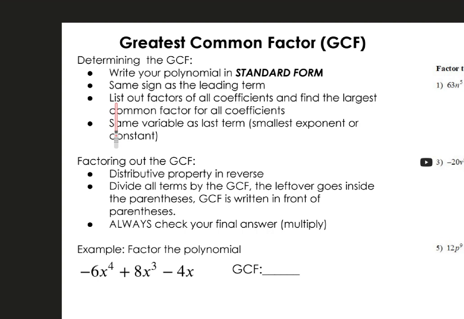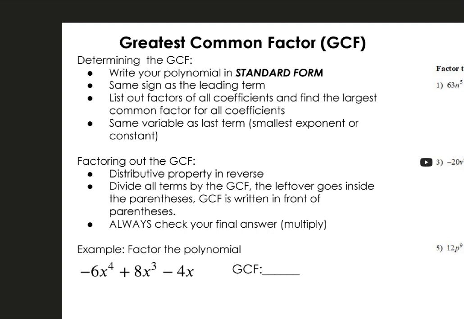Then there's basically a number and a variable component to your GCF usually. To figure out the number component, you're going to list out the factors of all the coefficients and find the largest common factor for all the coefficients, hence the name greatest common factor. Your GCF is going to have the same variable as the last term, with the smallest exponent if it's written in standard form, or your constant term.